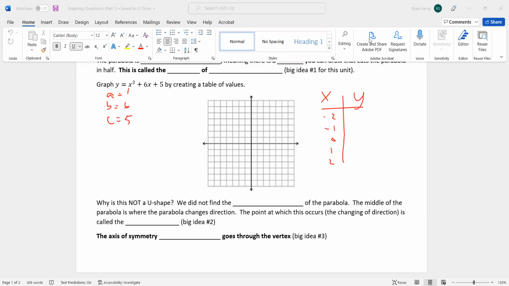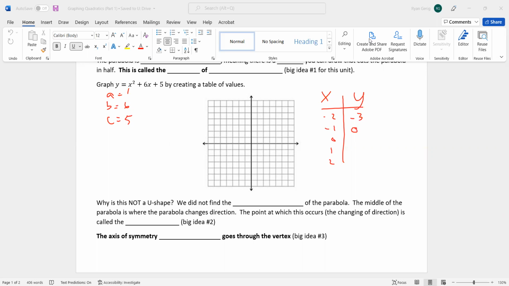Negative 2 squared is 4. 6 times negative 2 is negative 12. So 4 minus 12 is negative 8. Negative 8 plus 5 is negative 3. Negative 1 squared is 1. 6 times negative 1 is negative 6. So 1 minus 6 is negative 5. Negative 5 plus 5 is 0.